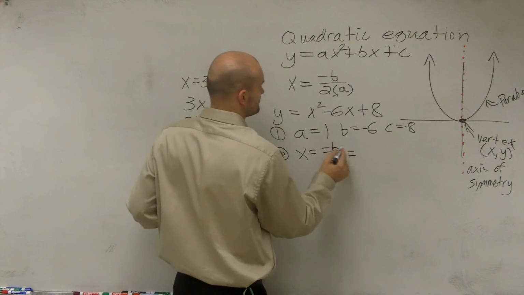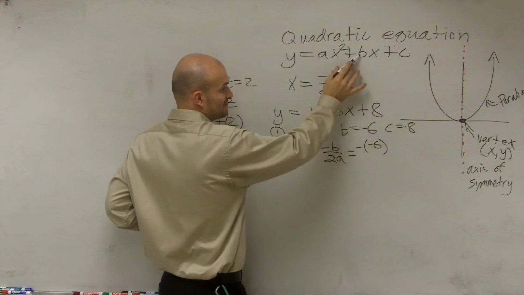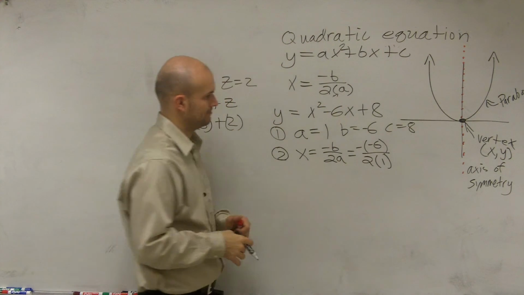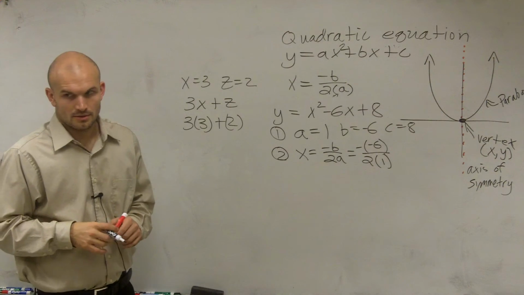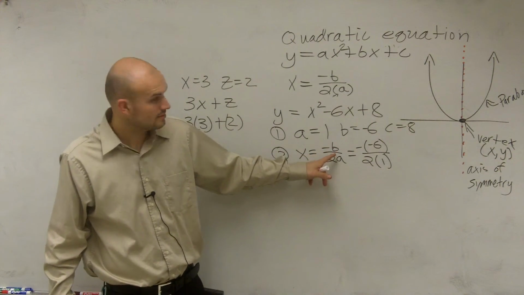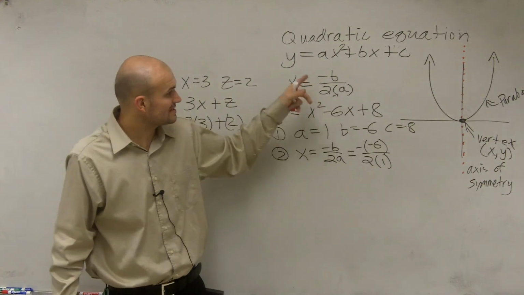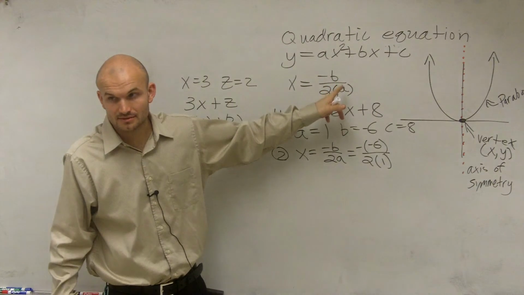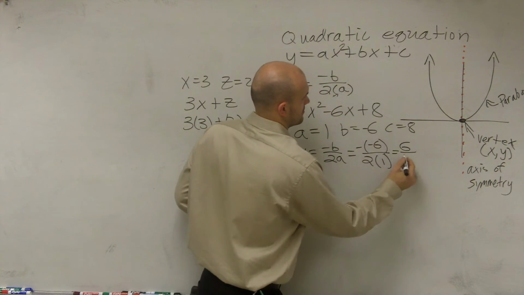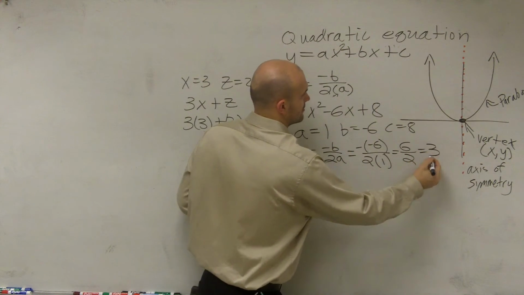You're just going to say negative 6, because you put negative 6 in for b, divided by 2 times 1. What is the value of b? Negative 6. So it's the opposite of negative 6, and therefore it'll make it a positive. And the 2 times the 1 will make it 2. And 6 divided by 2 is? 3.